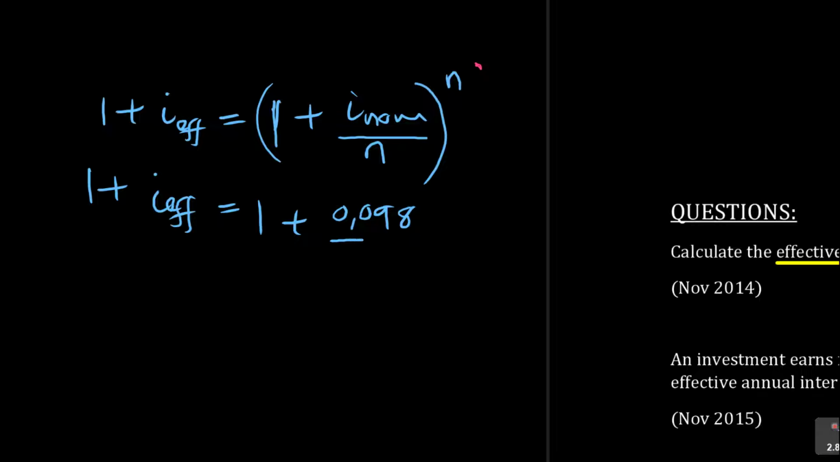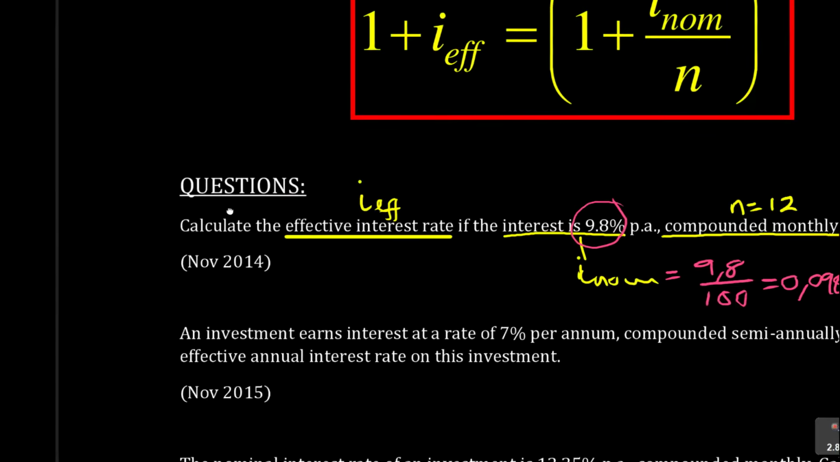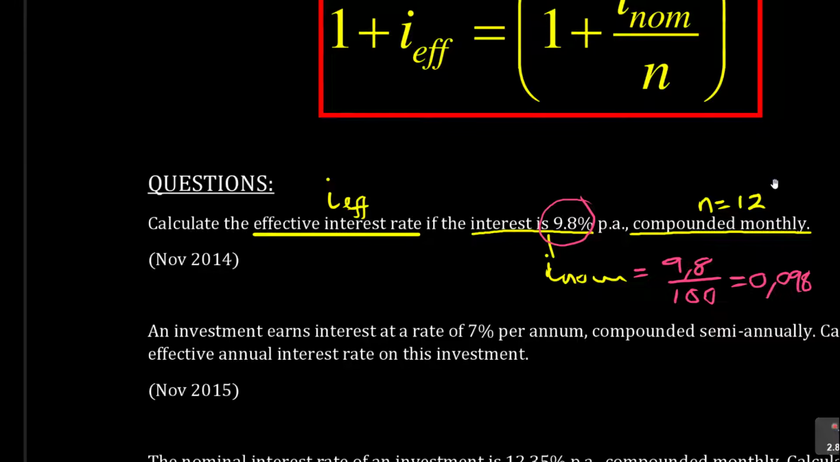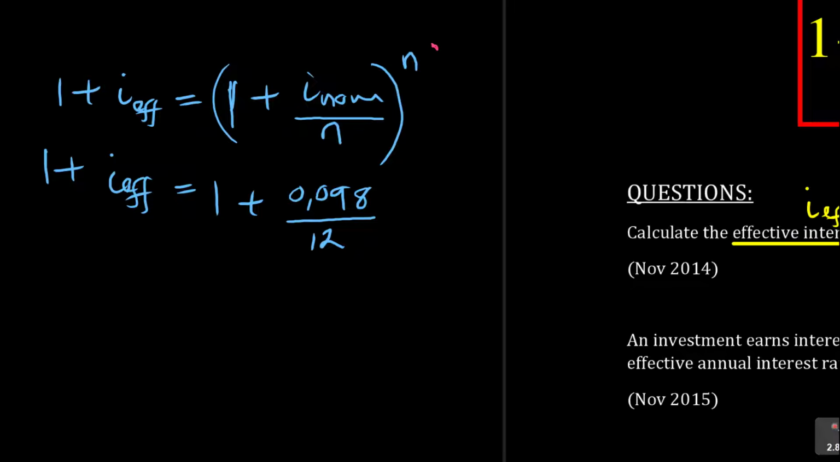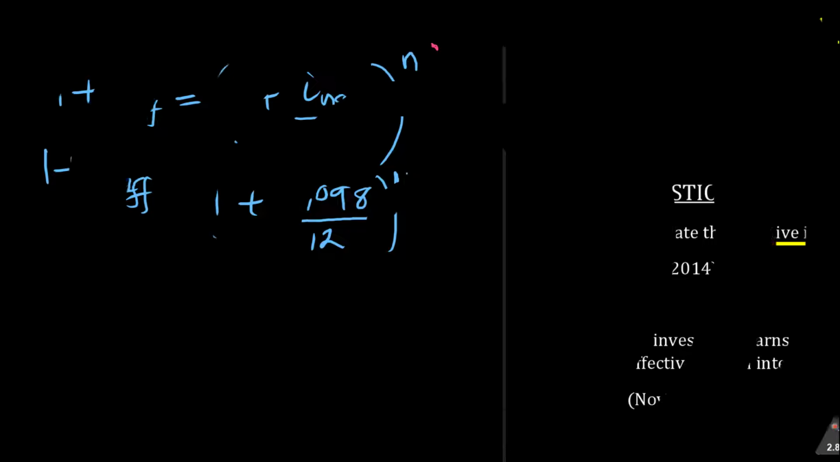So that's what you write there, 0,098. Then the compounding, they say it is monthly, so you divide by that n, which is equal to 12. See that? So that n there is equal to 12. And then the power that you're going to express that to is also going to be 12 there.